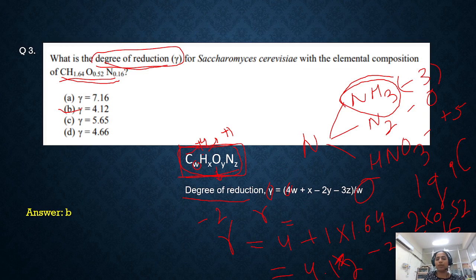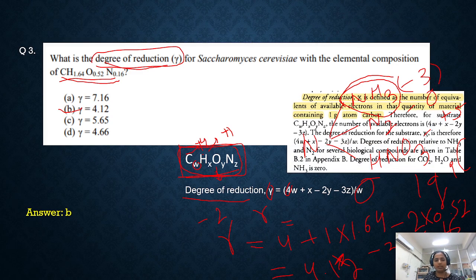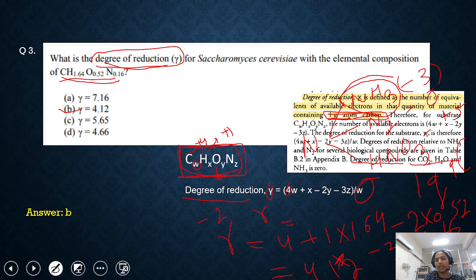You can even read more about degree of reduction, and you can try to find degree of reduction for other examples. It is written here that the degree of reduction is defined as the number of equivalents of available electrons in that quantity of material containing 1 gram carbon atom. So we have to focus on this, that it is considered for 1 gram carbon atom. And you can also learn that the degree of reduction for CO2, H2 and NH3 is 0. You can use this directly in some very simple types of questions.